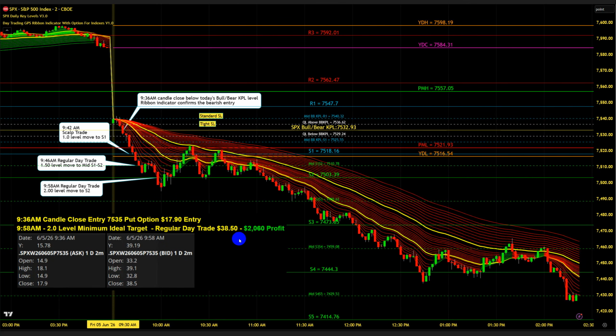SPX 0 DTE option trade. $2,060 profit per option contract in less than 30 minutes. But the important part isn't the dollar amount. The important part is that this trade came directly from a rules-based trading framework using two indicators: the Day Trading GPS SPX Daily Key Levels Indicator and the Day Trading GPS Ribbon Indicator.